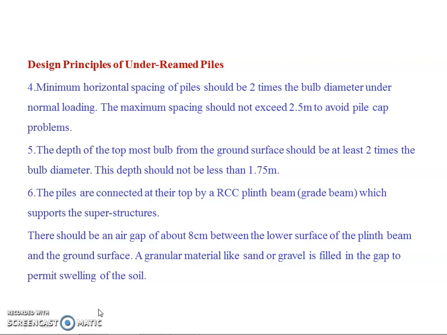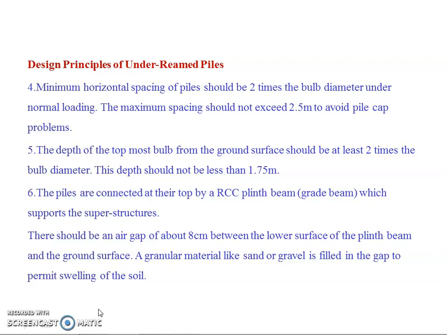Means everywhere that plane beam is important, and there should be an air gap of about 8 centimeter below the lower surface of the plane beam and the ground surface. A granular material like sand or gravel is filled in the gap to permit the swelling of the soil.